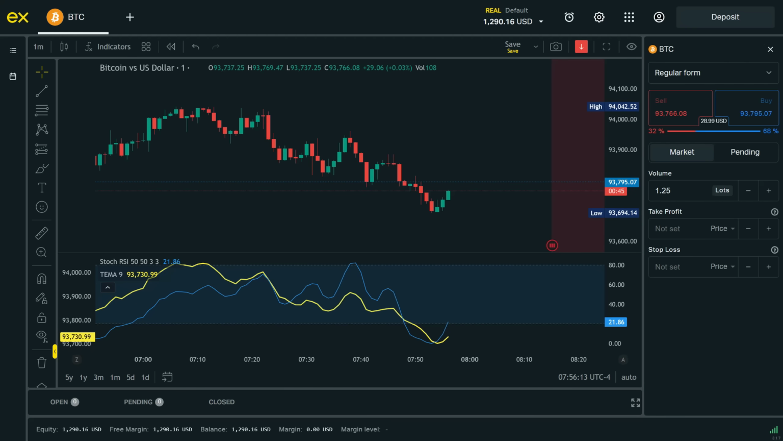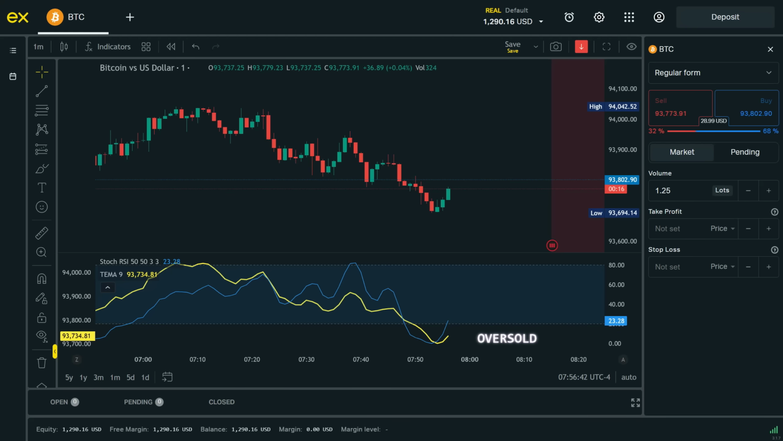According to the setup we've just built, here's what we're looking for. Whenever the blue line, that's our stochastic RSI signal, is above the yellow line, which is the triple EMA, TEMA, it gives us a strong indication to look for a buy position. This crossover tells us that the momentum is shifting in favor of the bulls and the price may start moving upward. Now, looking at the current chart, I can see something really interesting happening.